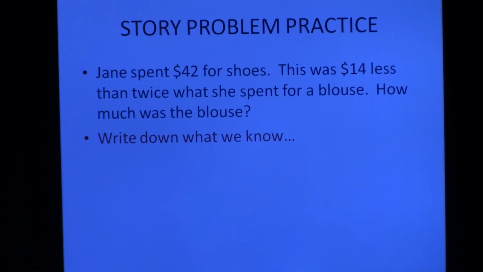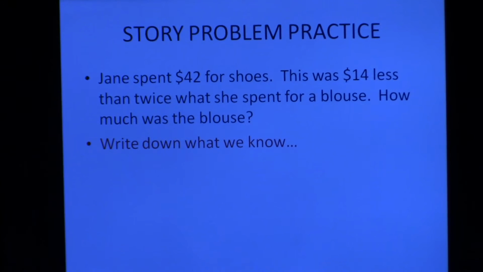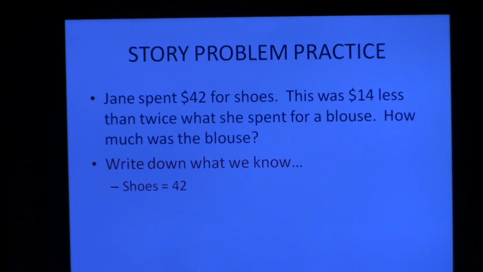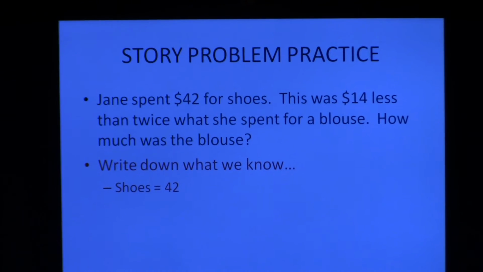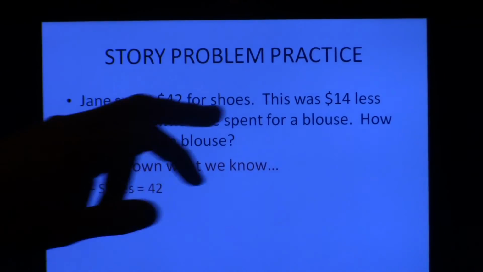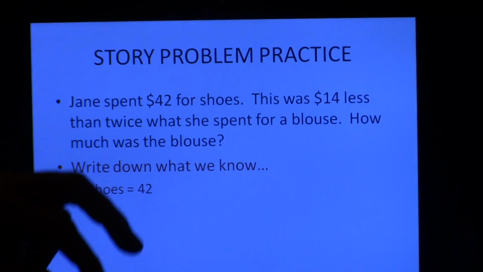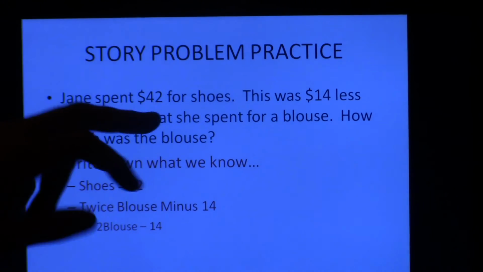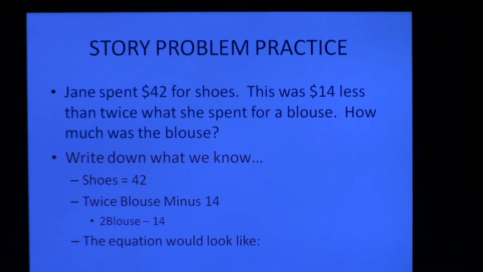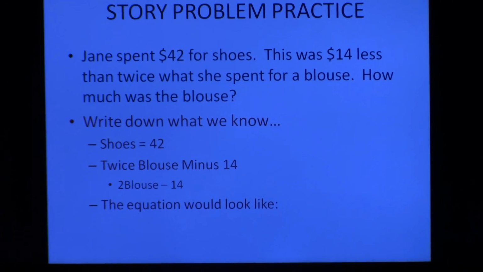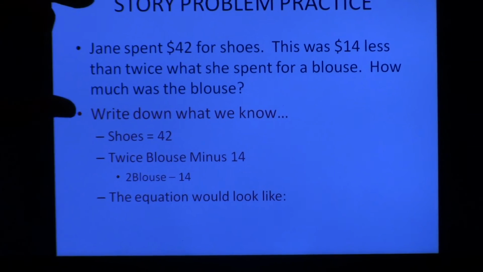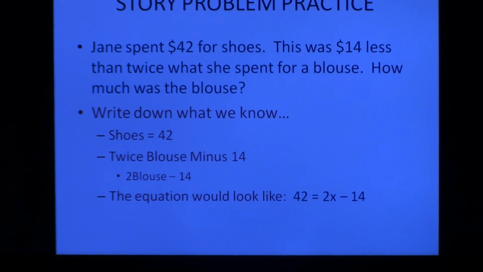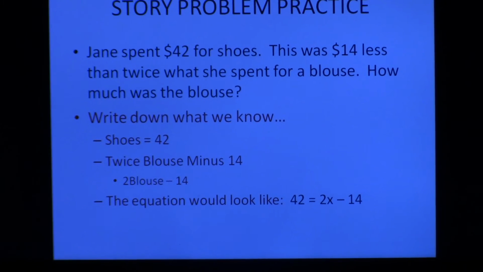And so we want to write down everything we know. We know that Jane spent $42 on shoes. So shoes is $42. What else do we know? We know that 2 times the blouse minus 14, twice the blouse minus 14, should equal that 42. So what do you guys think the equation would look like if we were to set up our own equation based on this story problem? It would look like 42 equals 2x minus 14.